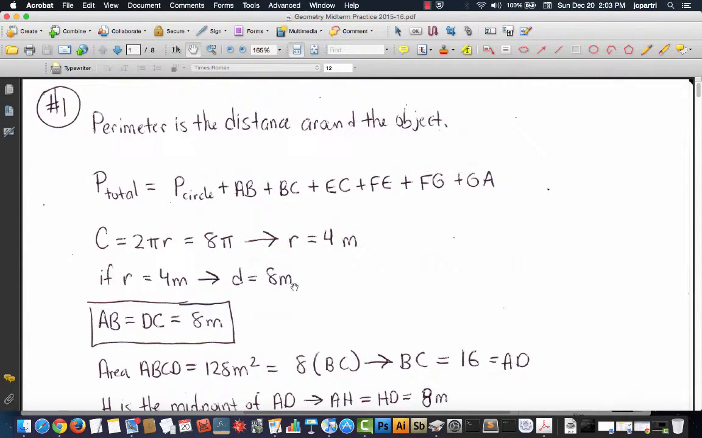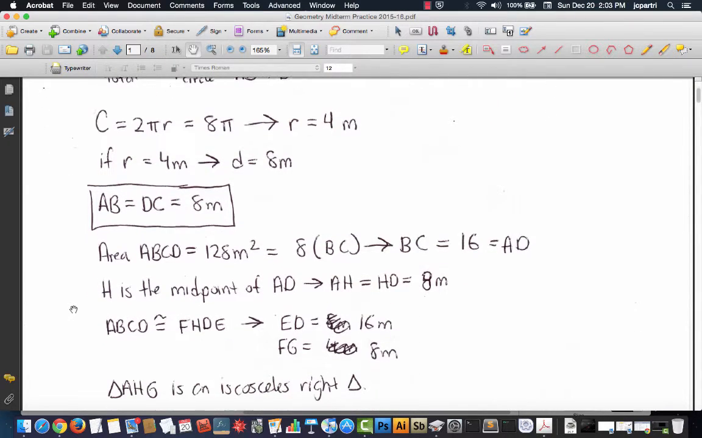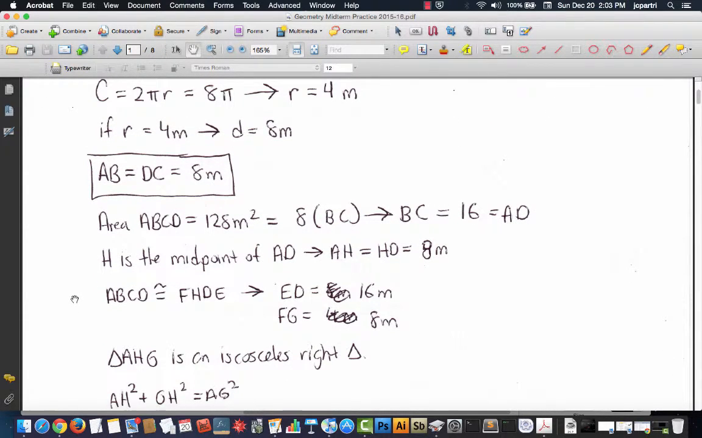Well, now look at your picture on your midterm. If the diameter is 8, then that means segment AB and DC are also 8 because they match the diameter of the circle. We're given that the area of rectangle ABCD is 128 meters squared, and we know the area of a rectangle is width times the length. So if we take the area of 128 meters squared and divide by 8 meters, this means that both BC and AD are a length of 16.